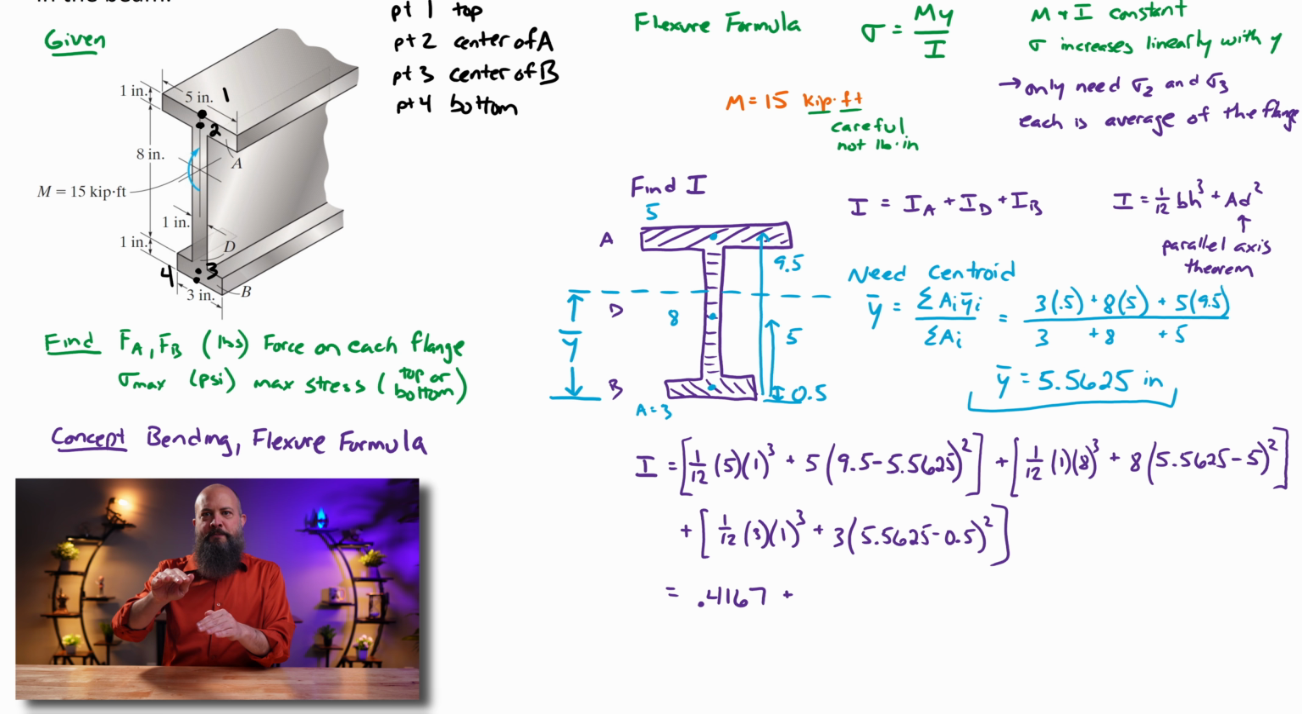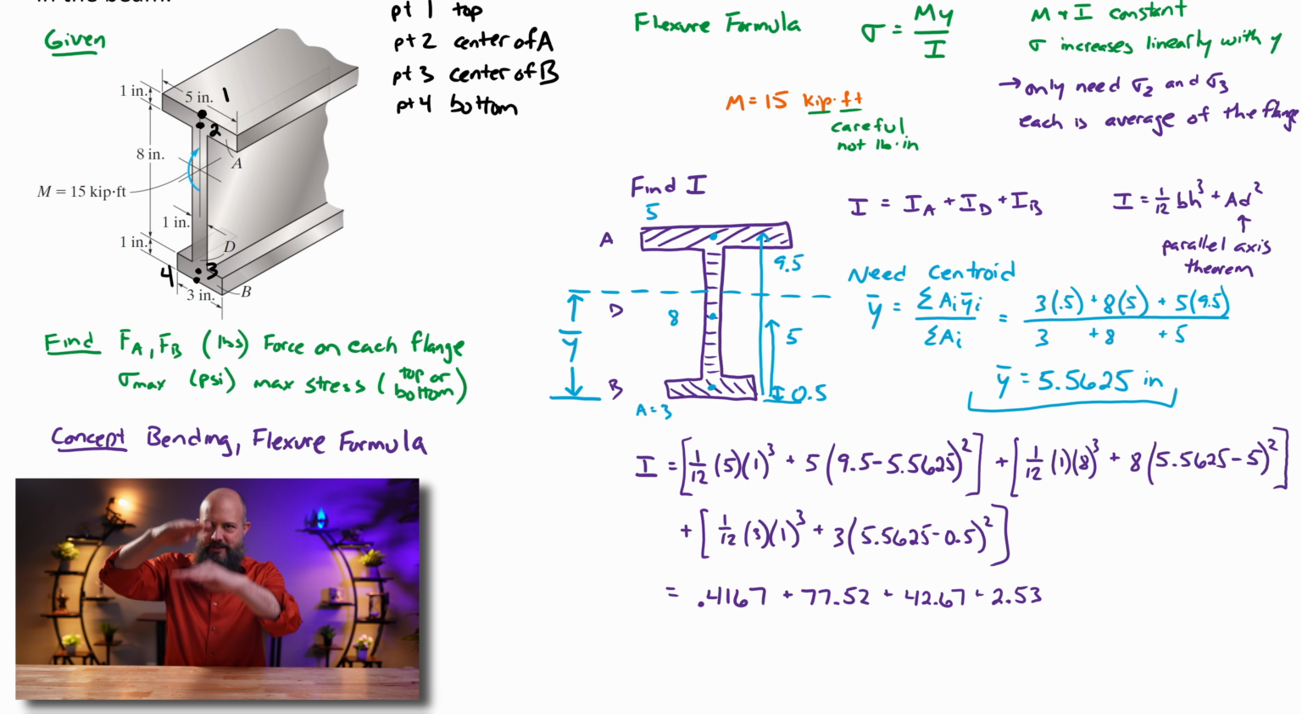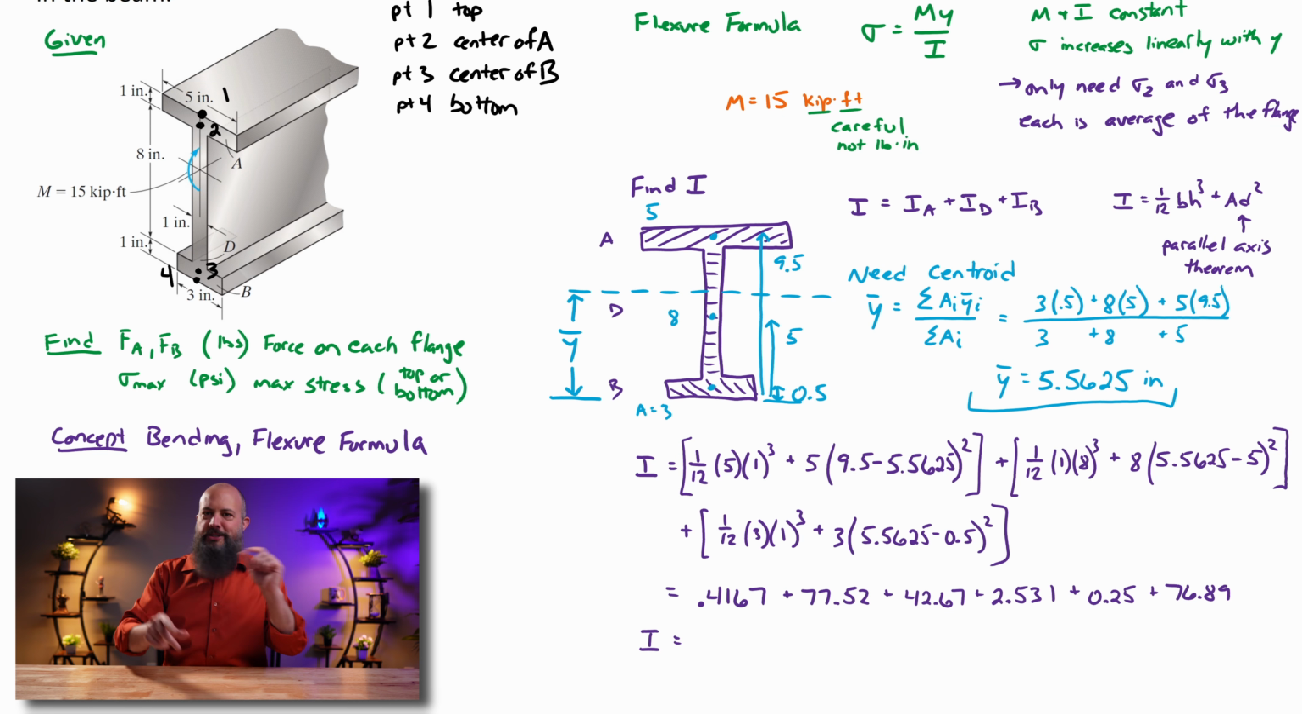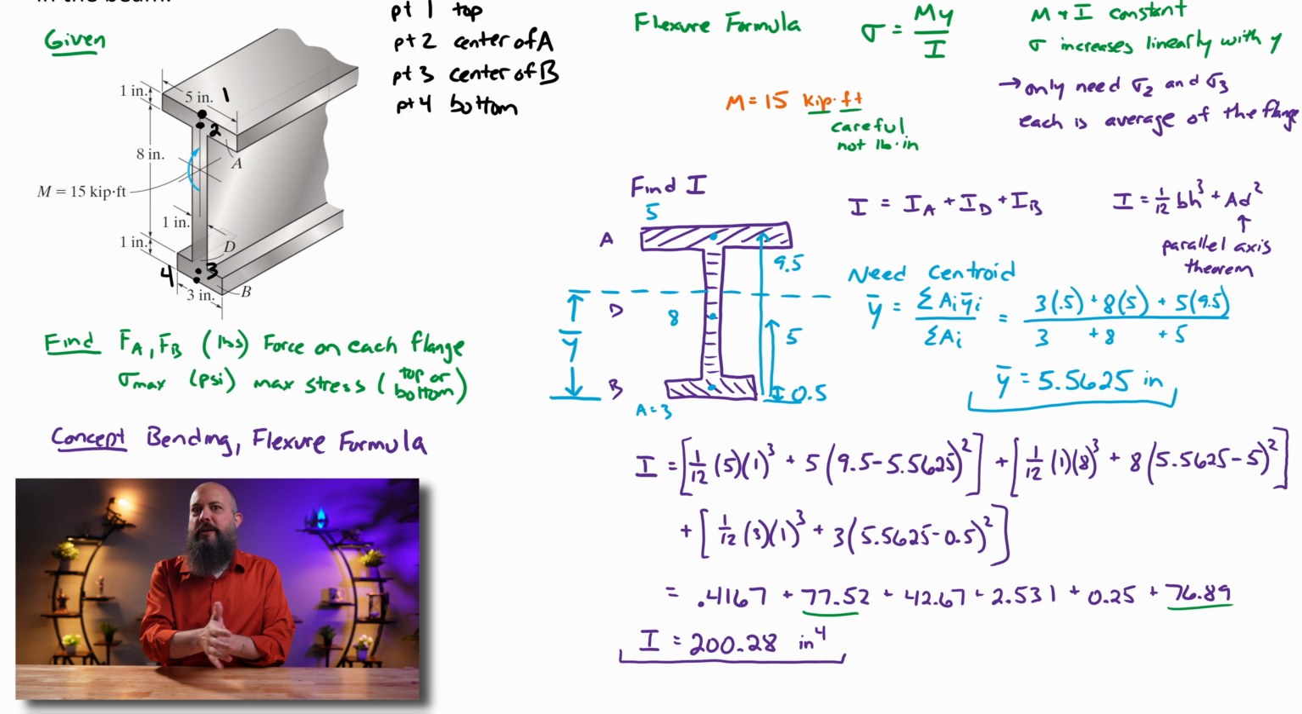D is going to be that height to the centroid, so like 9.5, minus the 5.56, the location of the centroid, right? Height minus centroid gives the gap, the distance to the centroid. All right, so we plug in a whole million numbers here, do a bunch of calculator work, 200.28 inches to the fourth for the moment of inertia.